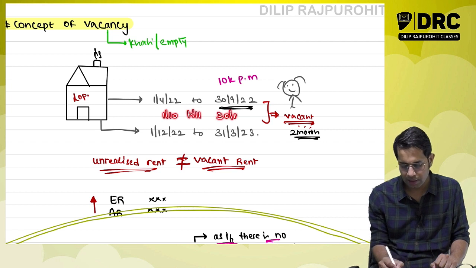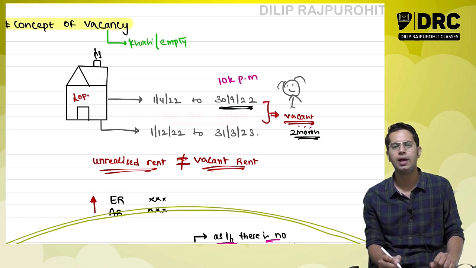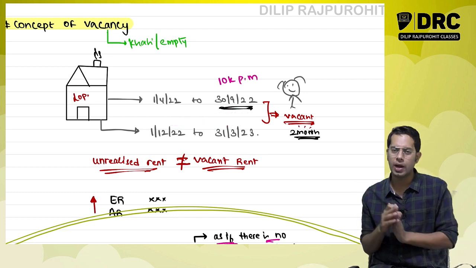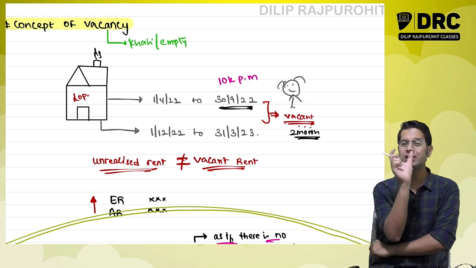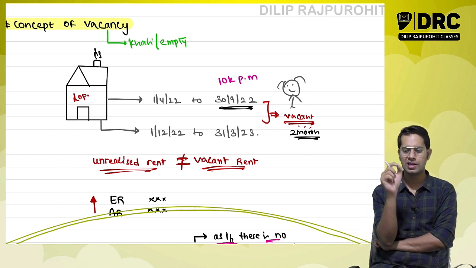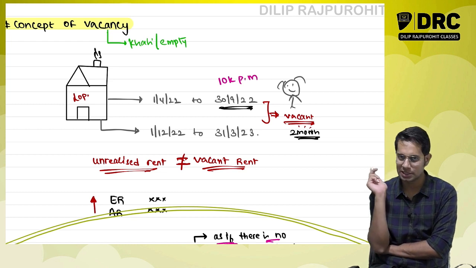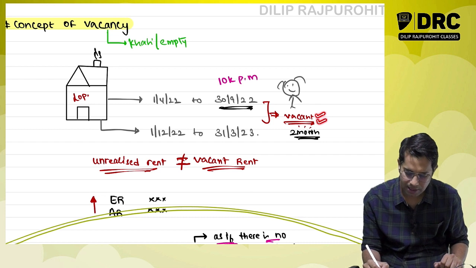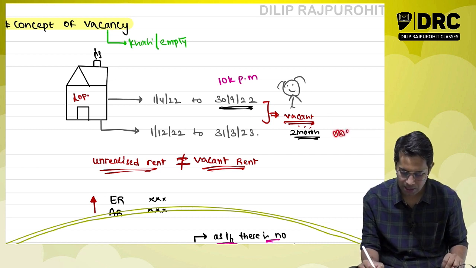till 30th November, the property was not occupied by anyone. This period of 2 months will be called the vacancy period. Now it will be said that the property was vacant for a period of 2 months. This is called the vacancy period.